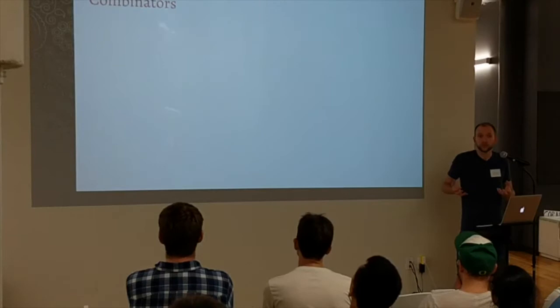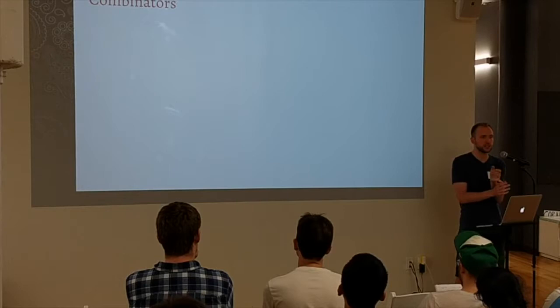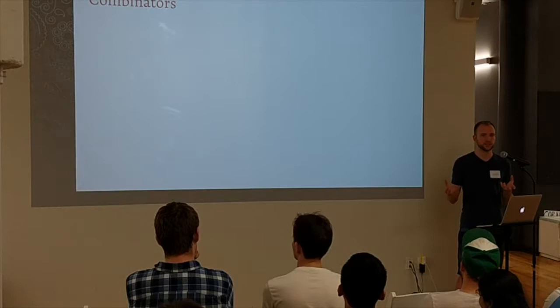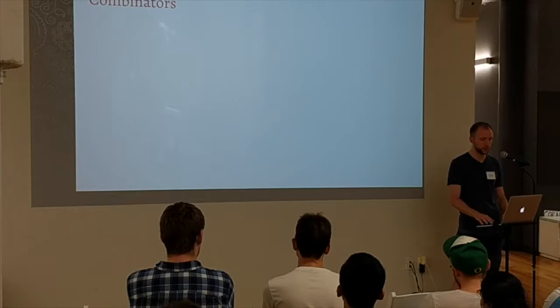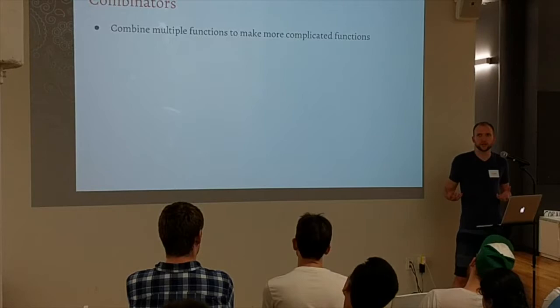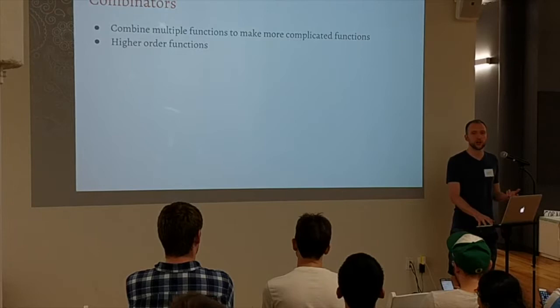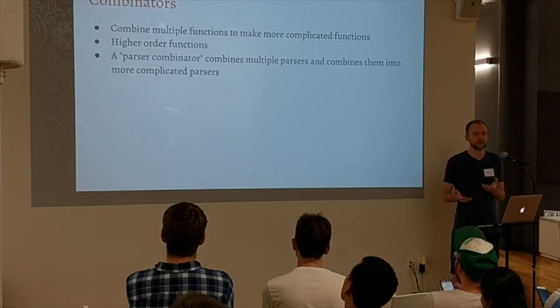So at the extremely low level, we're going to have a bunch of parsers, like ones that match an opening angle bracket, a forward slash, an ident, you know, whatever. And we need some way to take those and build something up that's more complicated that eventually becomes the JSX parser. So for that, we're going to use what are called combinators. So combinators, it's a fancy word for combining multiple functions to make more complicated functions. So basically, it's just higher order functions. And parser combinators are combinators that combine multiple parsers into something that's more complicated. And eventually, we're going to use enough of these to make our JSX parser.